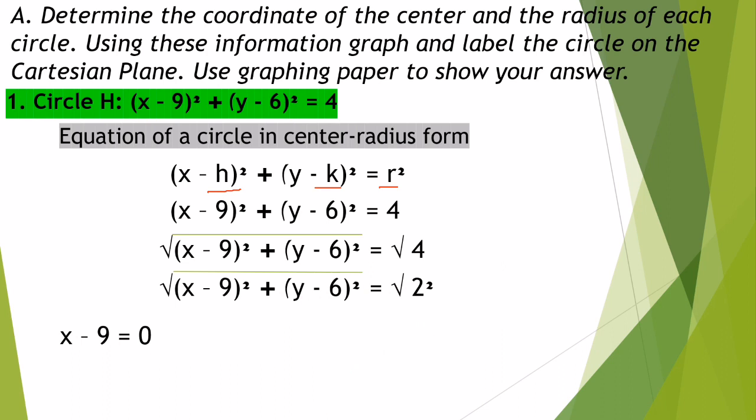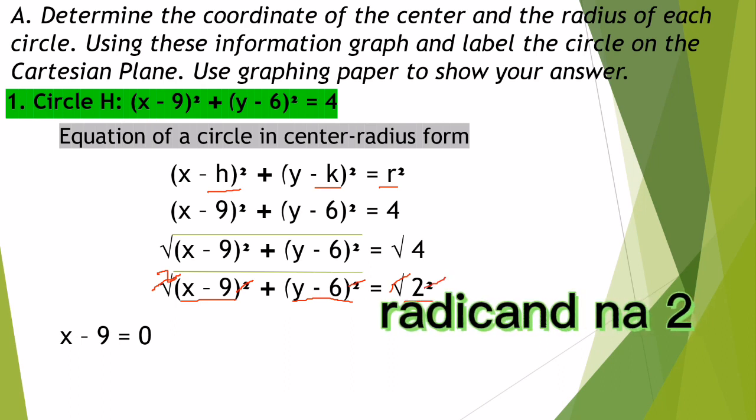So, pwede na tayong mag-cancel. Paano? So, since ang index natin ay 2 at ang ating mga exponent sa loob ay 2, so pwede na nating i-cancel. So, cancel na ang mga exponent natin. So, ang natira sa left side is x - 9 plus y - 6. And sa right ay kakancel na din natin si radical sign at ang exponent na 2. So, ang natira ay ang base na 2.